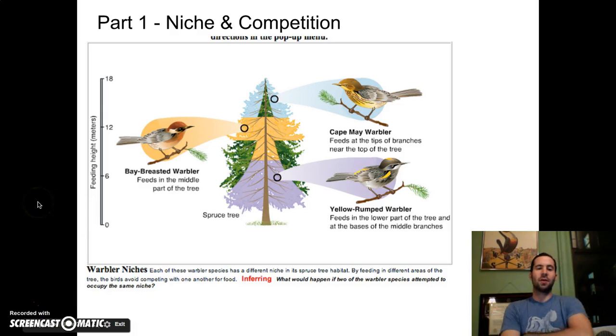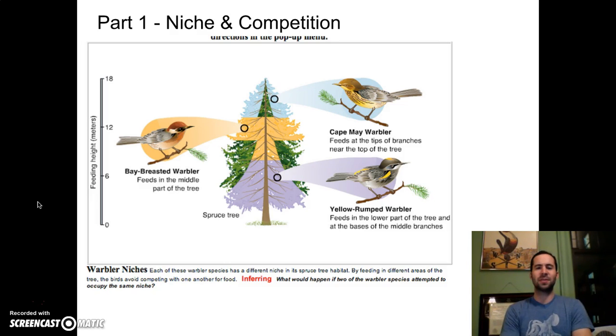The first part here is about a niche, and what you need to remember about a niche is that it helps to reduce competition. Now in this picture here, you'll see that there's one tree, a spruce tree, which is a type of pine tree, like a Christmas tree, and three birds. And those three birds are all different species of warbler. A warbler is like one of those small little birds that you see out in New York City, kind of hopping around, pecking at the ground. They're not exactly the same as the warbler, but they're similar.